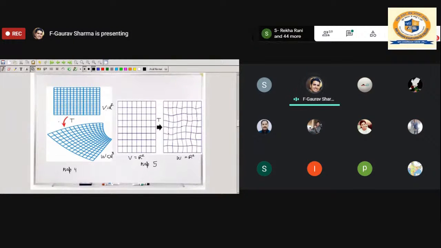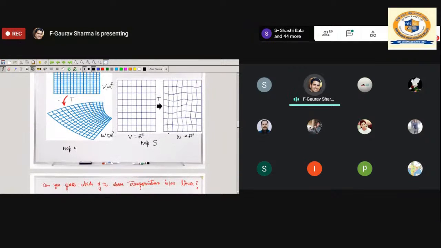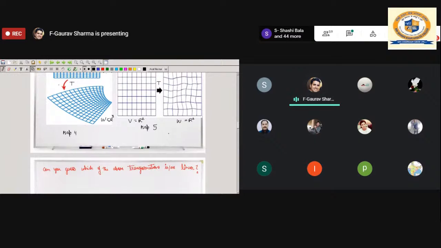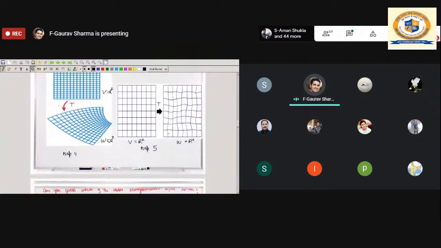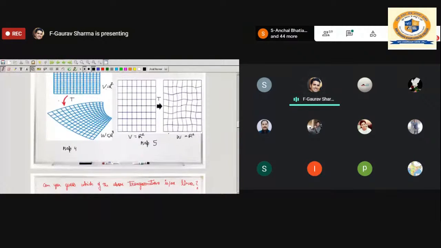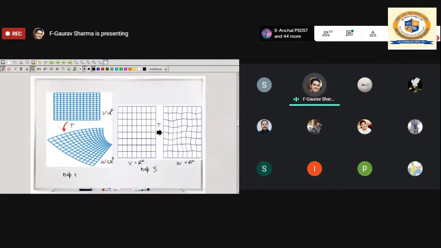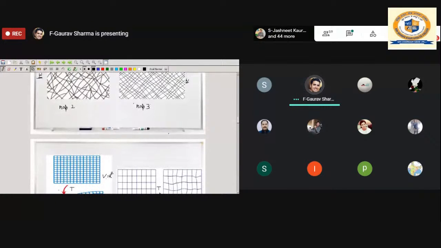But we are particularly talking about linear transformation. Whenever there is the word linear, something comes to our mind. So my question is, can you guess which of the above transformations is linear? It is just a blind guess. We have not defined anything about linear transformation, so there is no rule. Right now we can only guess which can be linear and which cannot. So according to you, which one of these maps can be linear?